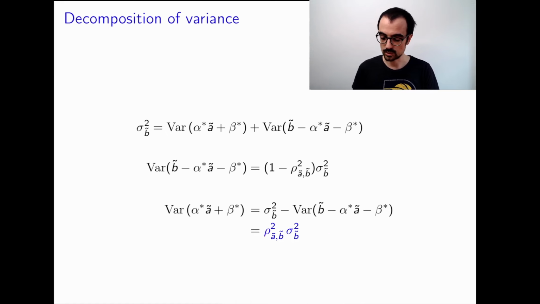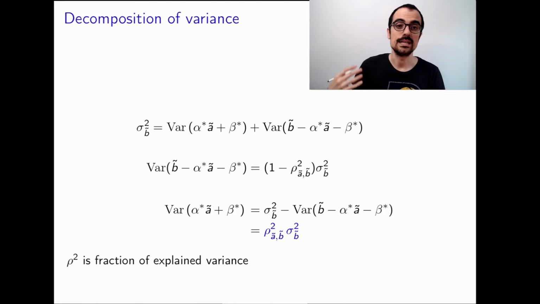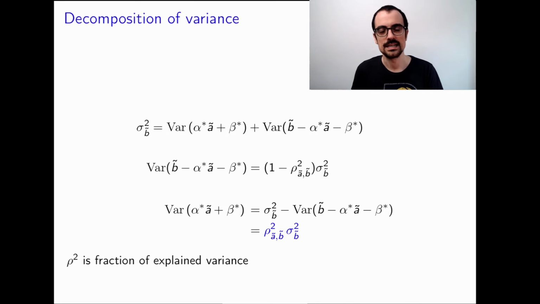So this is just equal to the correlation coefficient squared times the variance of B. So this is the fraction of variance that goes to the linear estimate. We can therefore interpret the correlation coefficient as the fraction of variance that is explained linearly. And this is the third very important property of the correlation coefficient, and maybe it's the most useful.